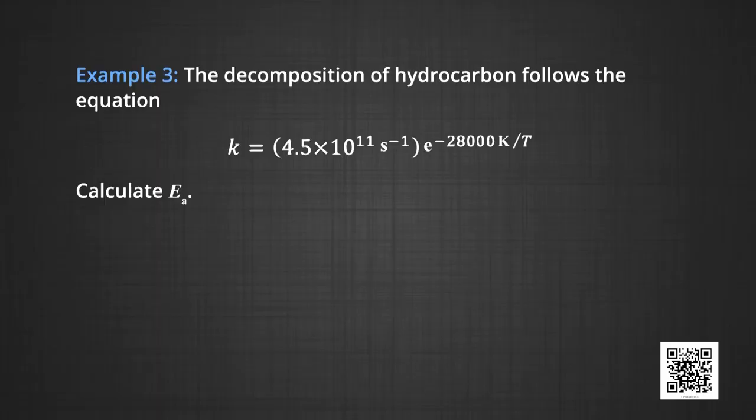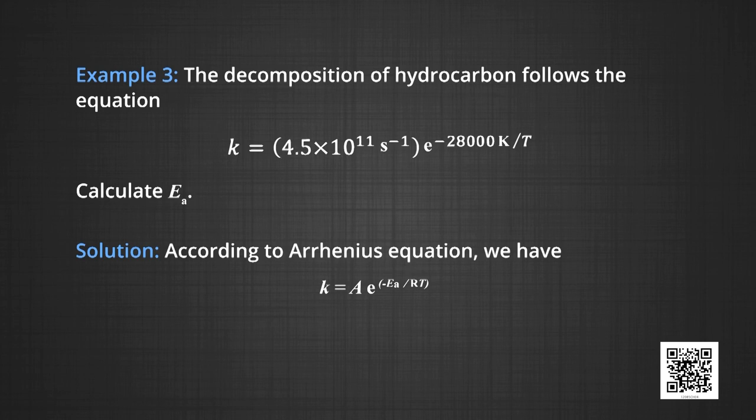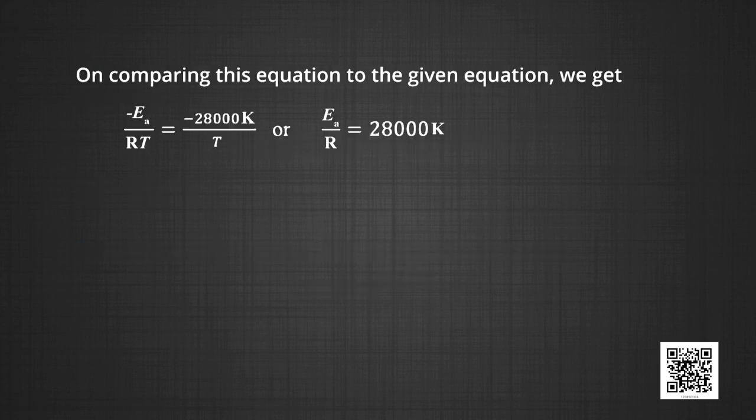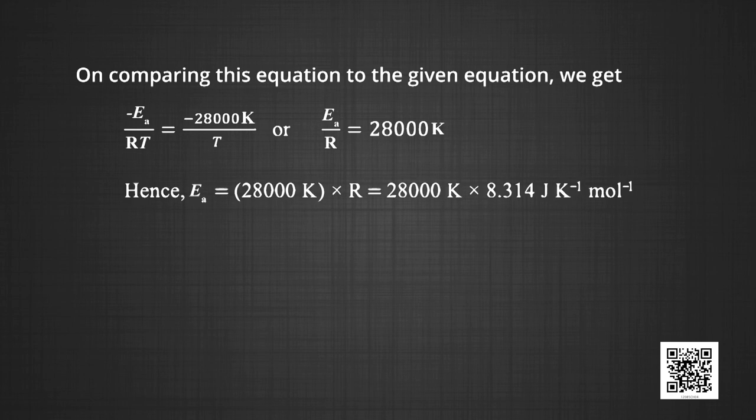Another example: the decomposition of the hydrocarbon follows the equation K is equal to 4.5 into 10 raised to power 11 per second, e exponent minus 28000 K by T. Calculate activation energy. Now, according to the Arrhenius equation, we have the expression K is equal to A exponent minus Ea by RT. On comparing this to the given equation, we get minus Ea by RT is equal to minus 28000 K by T, or Ea by R is equal to 28000 K.